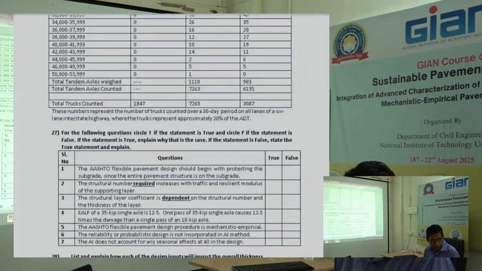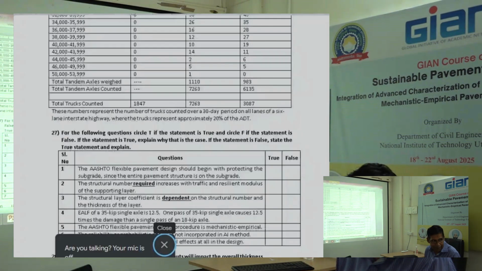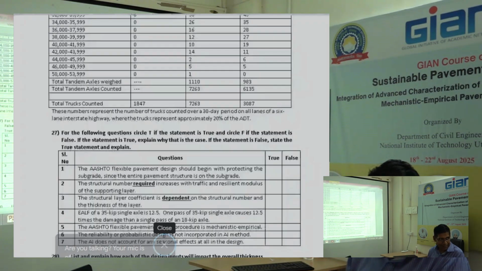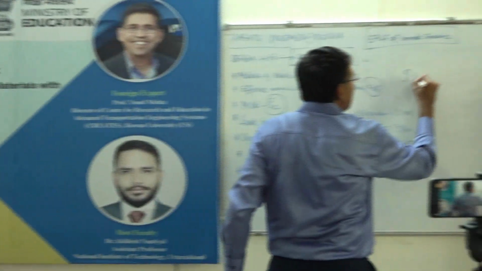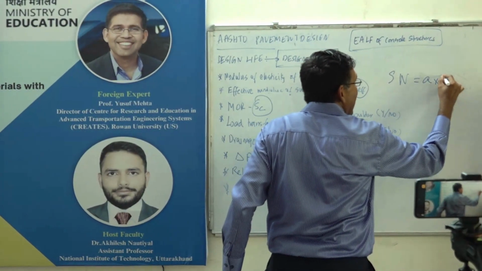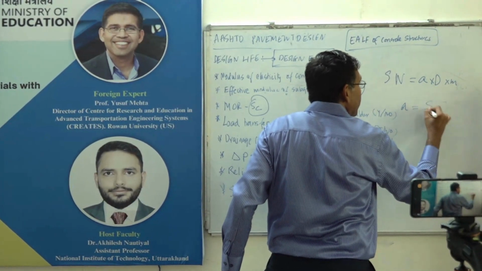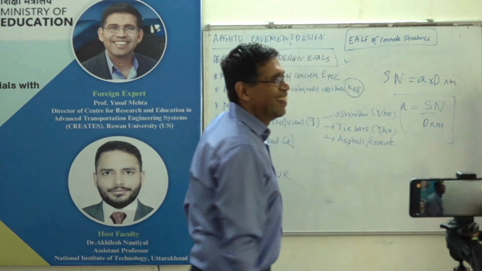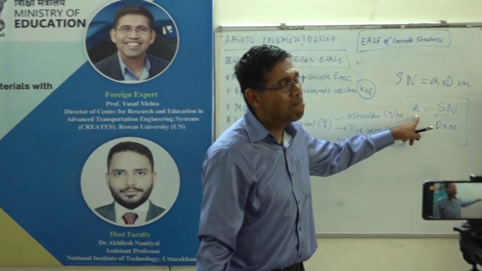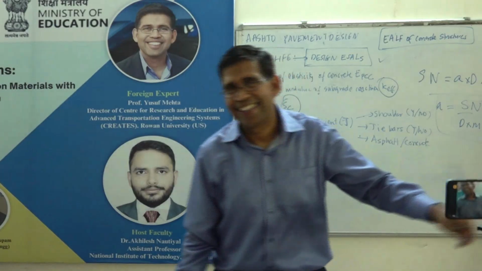False or true? Think and tell me. It depends on thickness. So structural number is A times D, correct? Times m, right? But does it really mean that I calculate A with this? What is A dependent on? What is A dependent on?